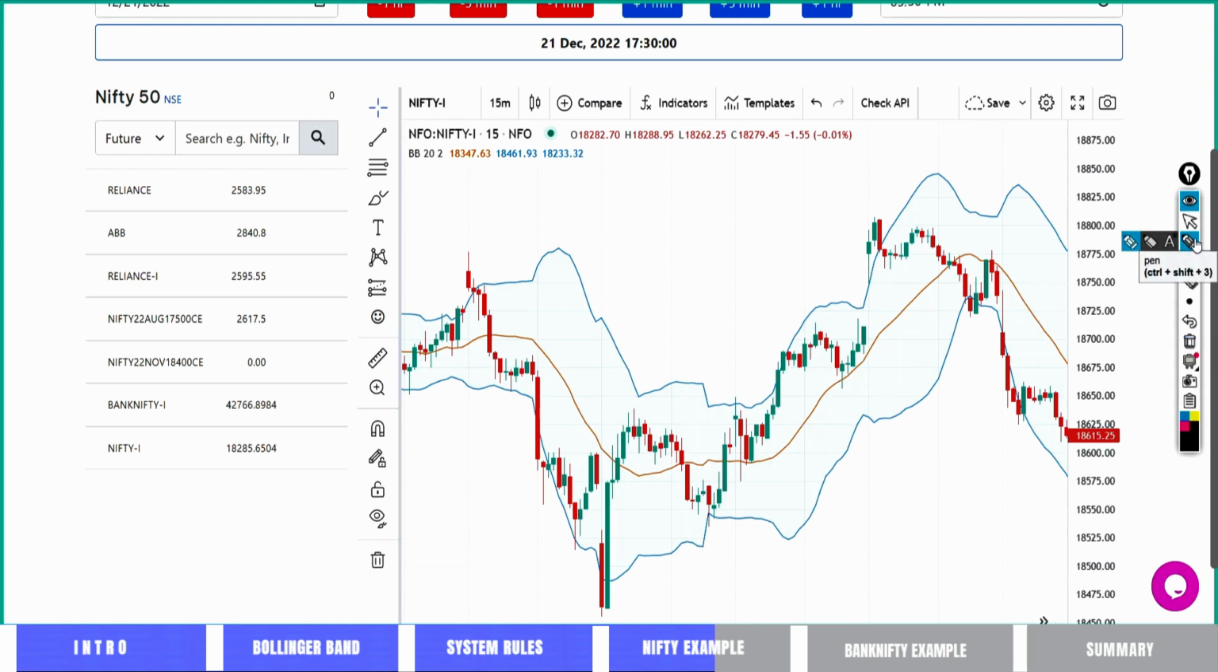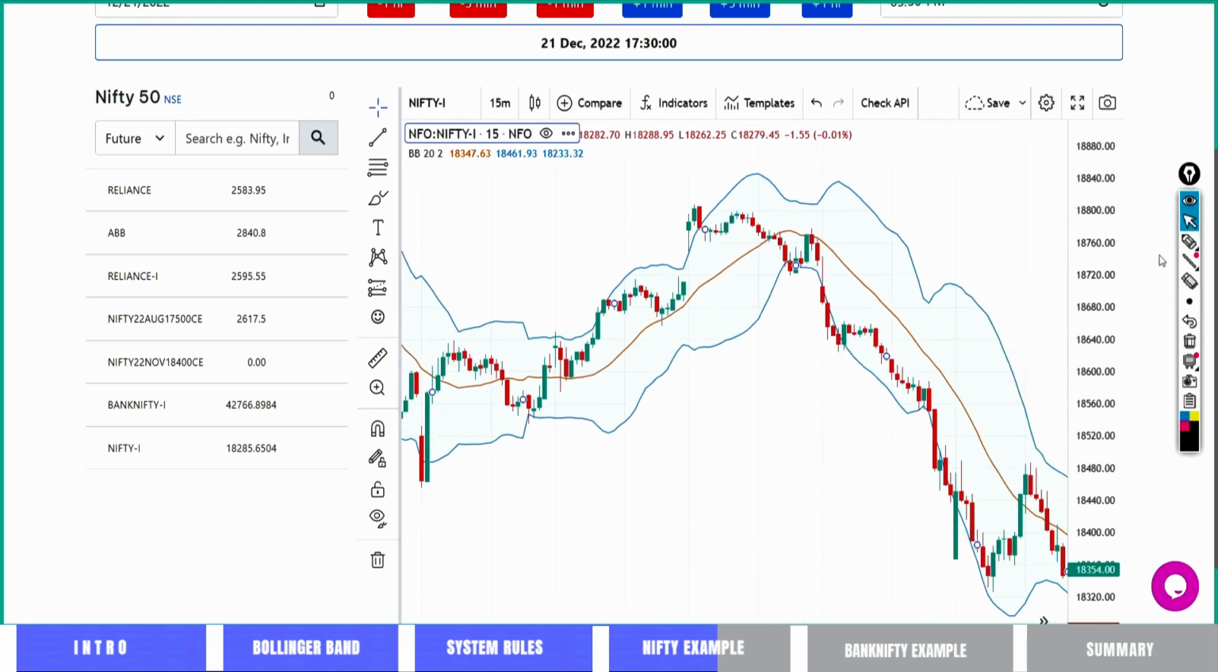Let me show you one more example. This time I'll show you a selling example. We can clearly see that the Nifty started to go down. It has gone below the lower Bollinger Band. It has taken a pullback. And we can see two candles again taking resistance on the middle line. So we can take the entry here. This can be our entry price. So our entry is somewhere around 18,760.